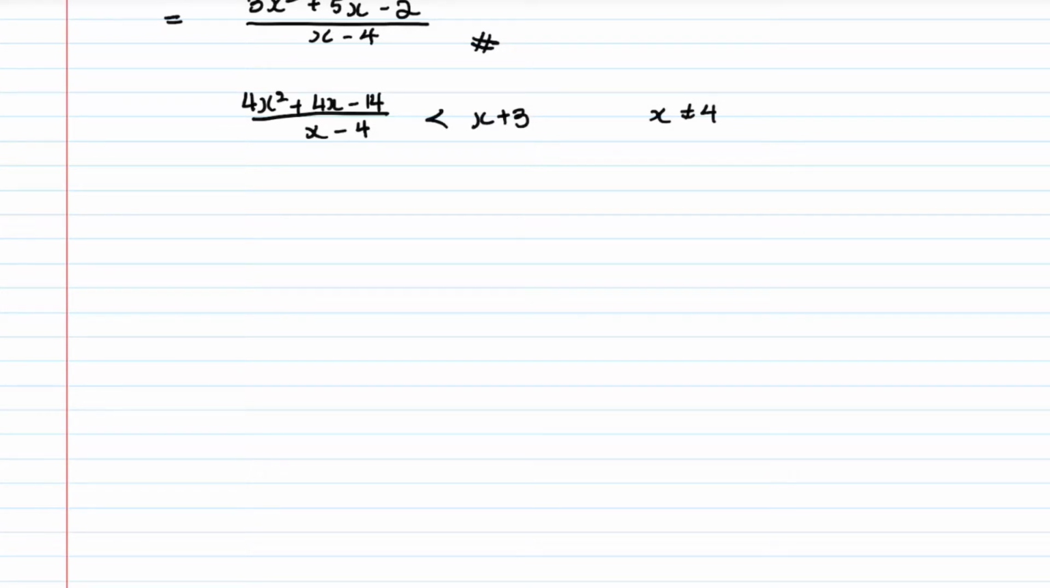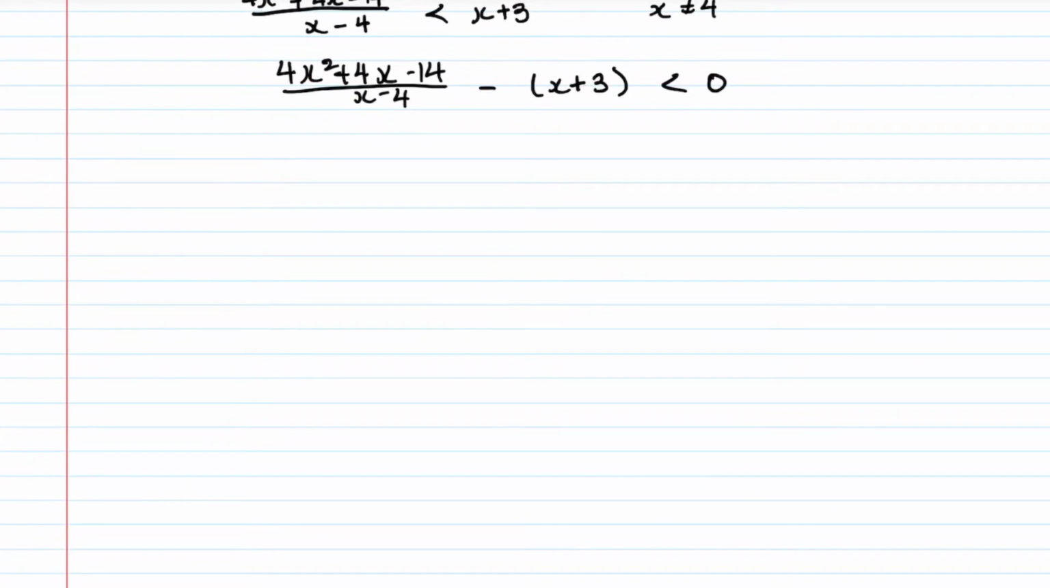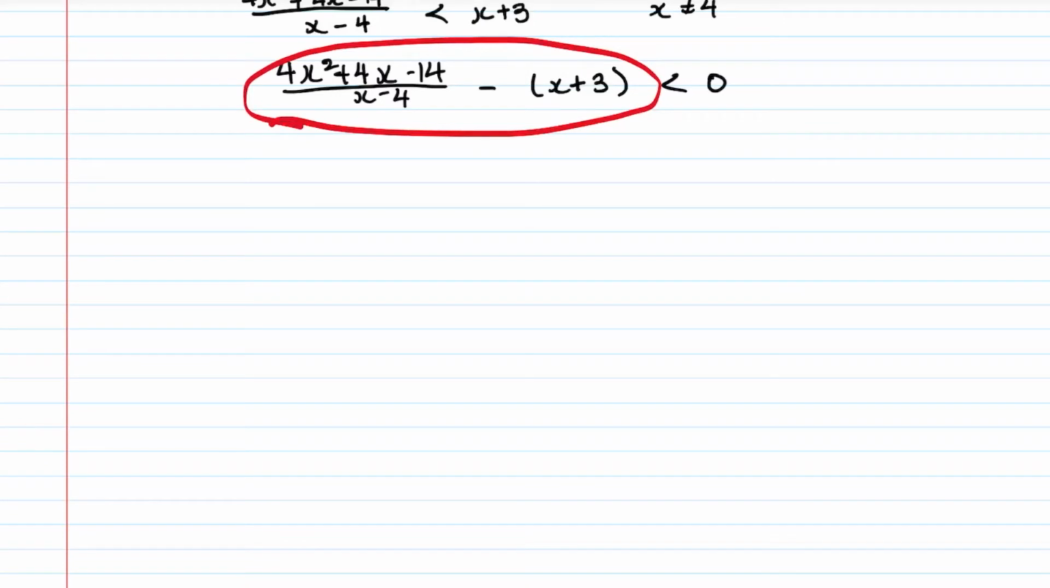All you need to do for this one is just bring your x plus 3 over. You get 4x squared plus 4x minus 14 over x minus 4, minus your x plus 3, so just bring the whole thing over, becomes less than 0. Once you've gotten this part, you just need to use your first part that you've already done, which is why it's the first part. You realize that this entire part over here is basically what you simplified in the first part. So you can just very simply copy the answer you got, 3x squared plus 5x minus 2 over x minus 4 is less than 0.